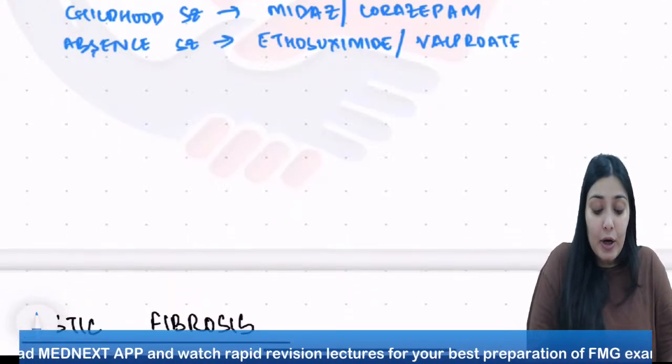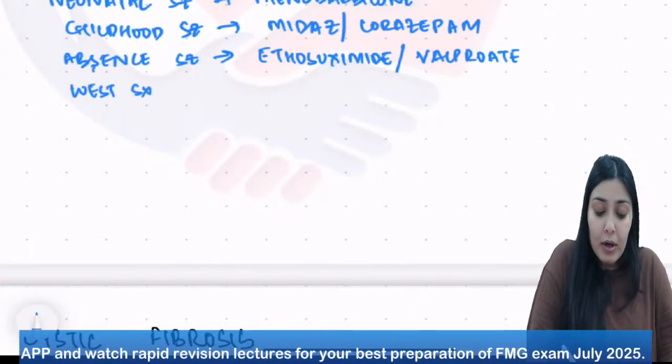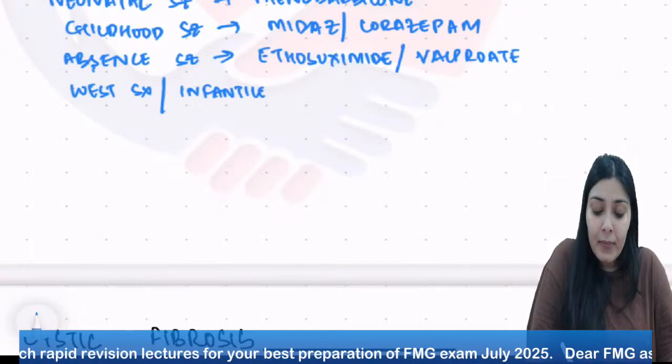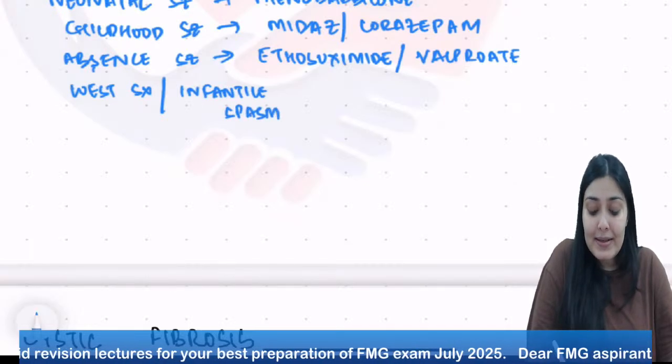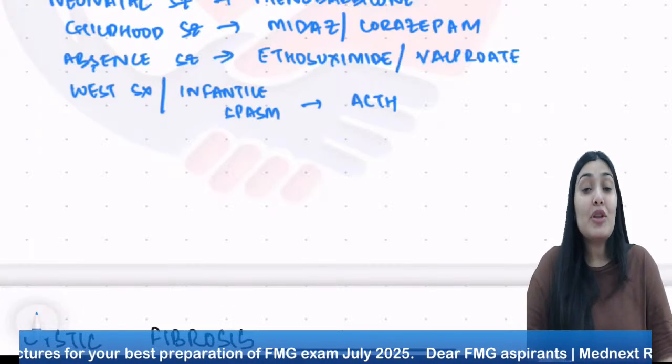Moving down to West syndrome or infantile spasm. Here the drug of choice is nothing but ACTH. In the new guide, they have mentioned ACTH.